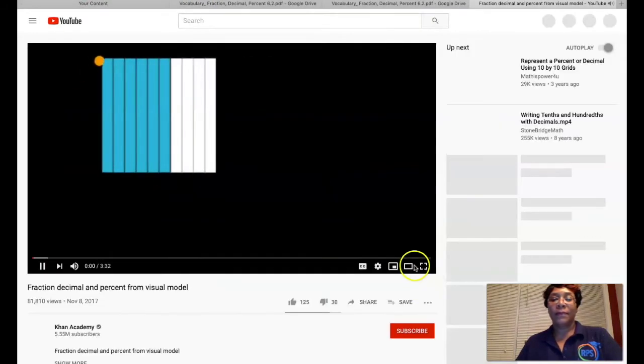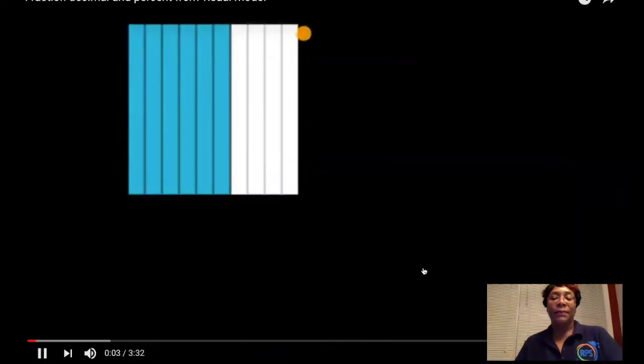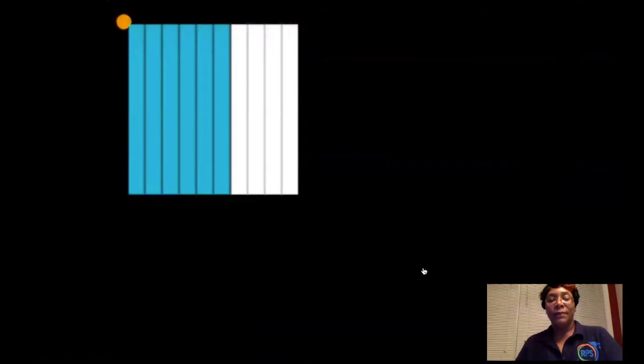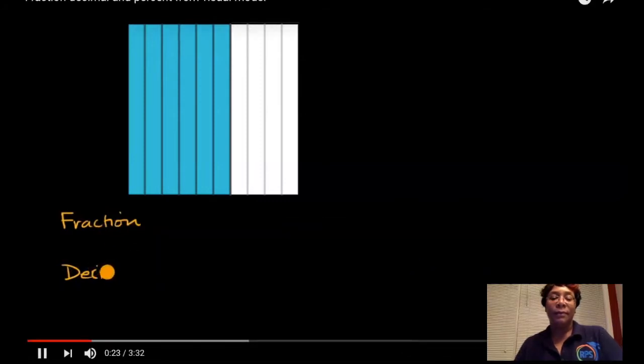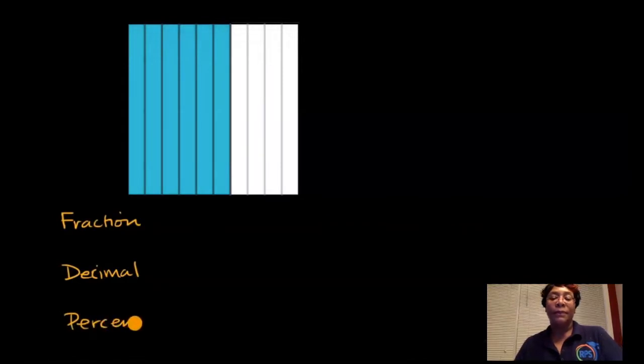So let's assume that this entire square represents a whole. And we can see that part of it is shaded in blue. What we're going to do in this video is try to represent the part that is shaded in blue as a fraction, as a decimal, and as a percent. So pause the video and see if you can do that.